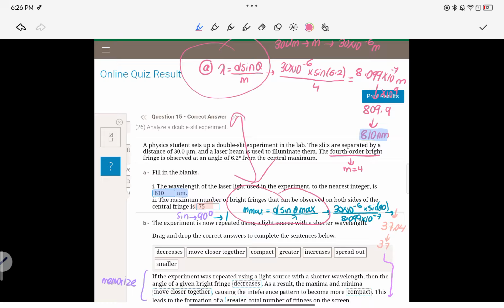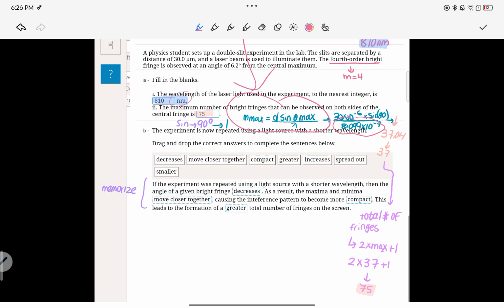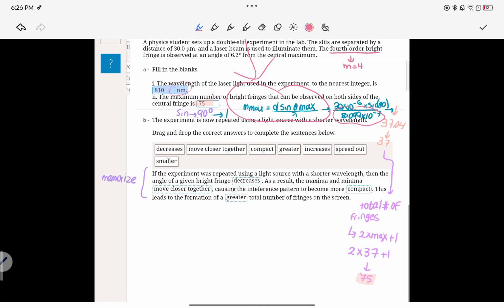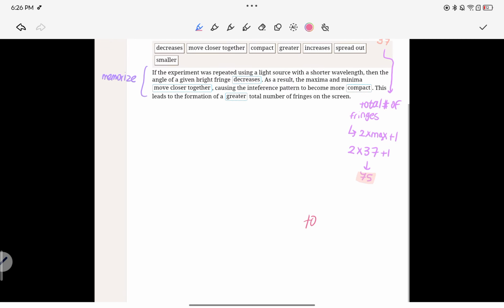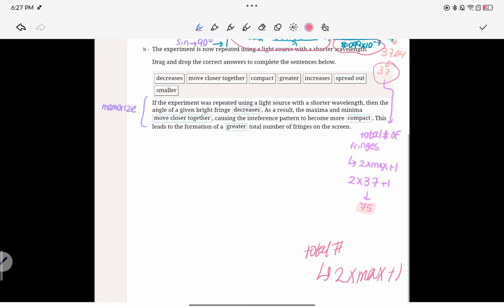Then you already got the wavelength in the first part, but you don't put it as nanometers, you put it as meters. Then you get 37.04, meaning 37. Now the total number of fringes, this is how you get it. Total number of fringes is 2 times the max plus 1. We got the max as 37, so you get 75. Now you memorize this.